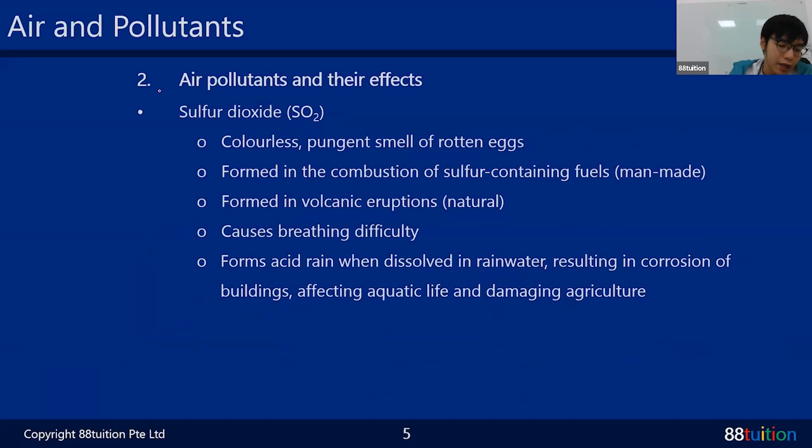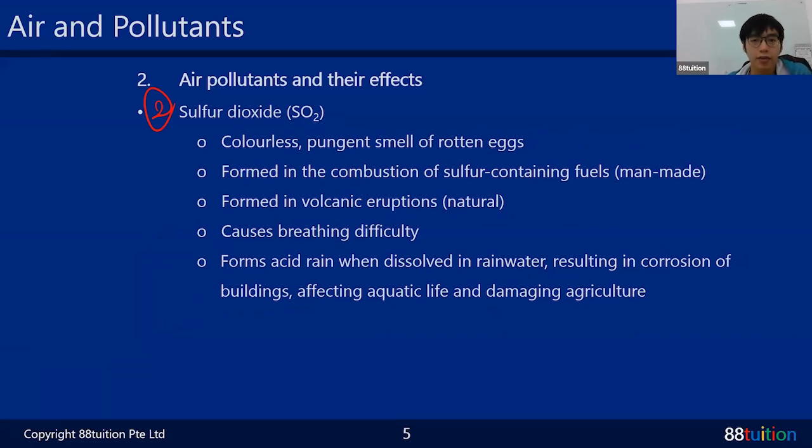Okay, the second one is this one. Also another one, please go and memorize it. This second one and the third one are almost like one pair, because you will notice that their effect is the same, so you can group them together. The second one here is called sulfur dioxide. Sulfur dioxide is a colorless but pungent gas.